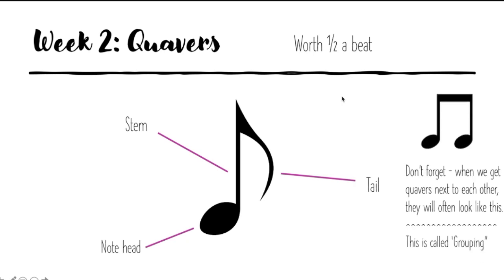But when you see a couple of quavers or more together in a piece of music, don't be surprised if you see this symbol here. Remember that this is just the tail drawn across, joining the 2 quavers in something we call grouping. This is just to keep the music looking nice and neat, and it makes the quavers easier to read.